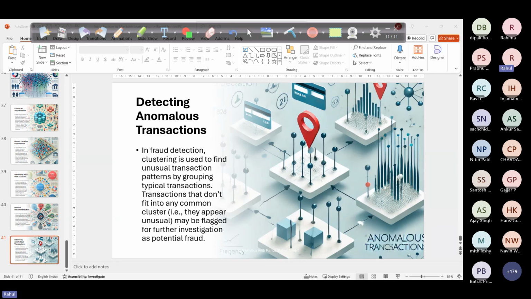So based on this, what is the relationship between all of these concepts? All are interrelated. You can say that data science is like a big umbrella. Inside that, all these concepts are coming in.